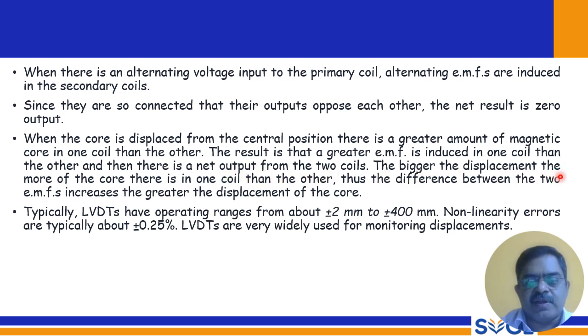The bigger the displacement, the more of the core there is in one coil than the other. Thus the difference between the two EMFs induced increases the greater the displacement of the core. Typically the LVDT has operating ranges from about plus or minus 2 mm to plus or minus 400 mm. Non-linearity errors are typically about plus or minus 0.25%. So it is almost a linear type of instrument, and LVDTs are very widely used in monitoring displacements.